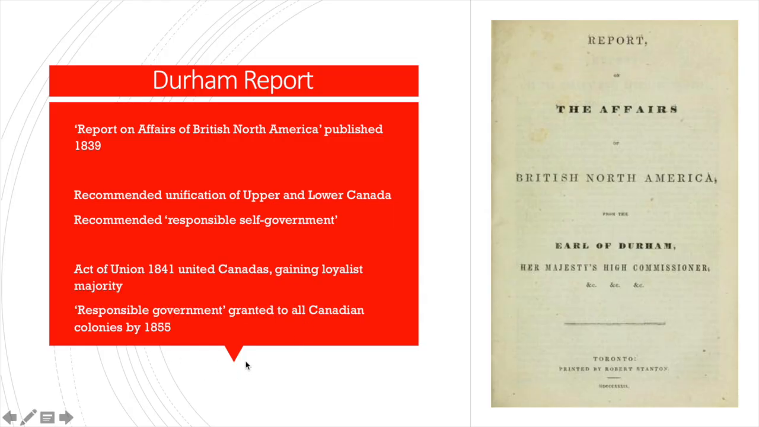And Parliament did act on these recommendations, but not very quickly. They did act quickly with the unification recommendation, with the Act of Union, because this would gain them a loyalist majority overall in the colony. I'll explain how that works later. But they did not grant responsible government to all the Canadian colonies until over a decade later. So what was the impact of the Durham Report?